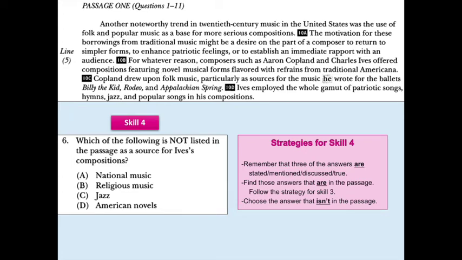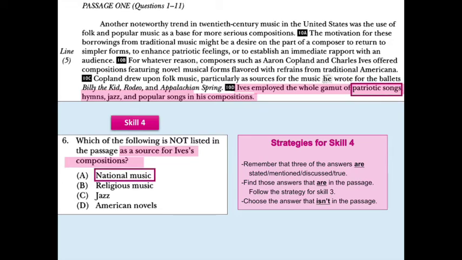Okay, so the question is asking about Ives and sources. The answers are different genres. So let's look in the passage for these key words. Here, at the end, we see some of these. So let's read. Ives employed the whole gamut of patriotic songs, hymns, jazz, and popular songs in his compositions. Now we need to find the three answers that are in the passage.